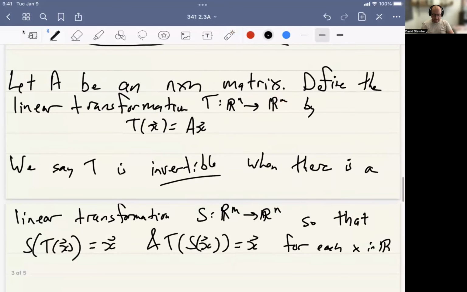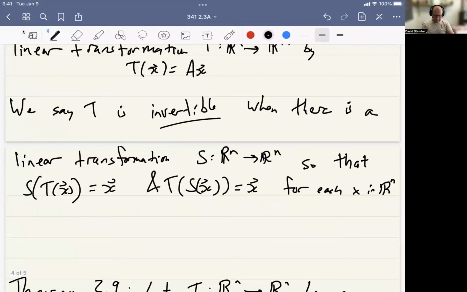Sorry, what am I doing? A is an n by n matrix, so this should be from Rn to Rn. And so should S be from Rn to Rn. We should still think of it as going over and then back. But since A is an n by n matrix, there's no m here at all. And so in this case we write that S is equal to the inverse of T, just like we do with inverse matrices.